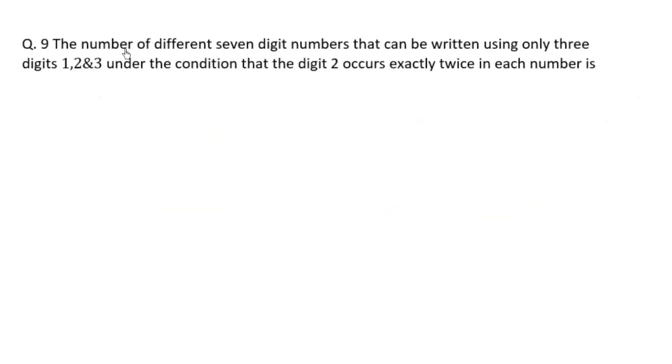Now here the question says that we have to form different 7-digit numbers using only these digits, such that digit 2 occurs exactly twice in each of these numbers. Now if I take 7 places, 1, 2, 3, 4, 5, 6 and 7, then what we can do is select any 2 places where digit 2 will be placed. For the remaining 5 places, we have two options for each of these places. Which two options? Digit 1 and digit 3, correct?